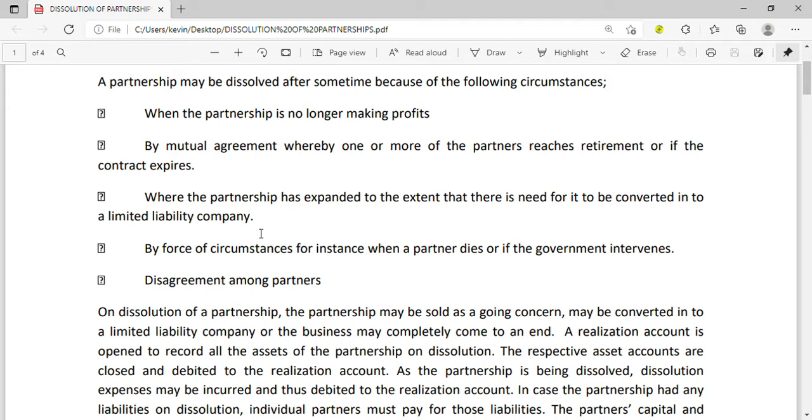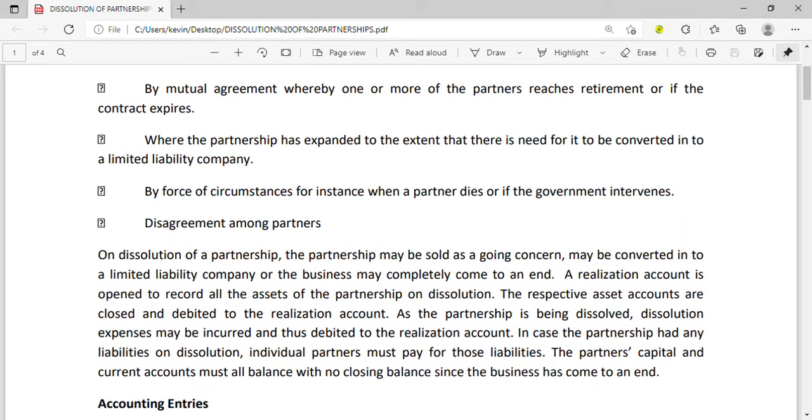Then, by force of circumstance, for instance, where a partner dies or if the government intervenes, they can decide to dissolve it. Then disagreement among partners. It's not easy to work with people, so in case there is a lot of disagreement, they can decide to just dissolve the partnership as a way of solving disagreements.